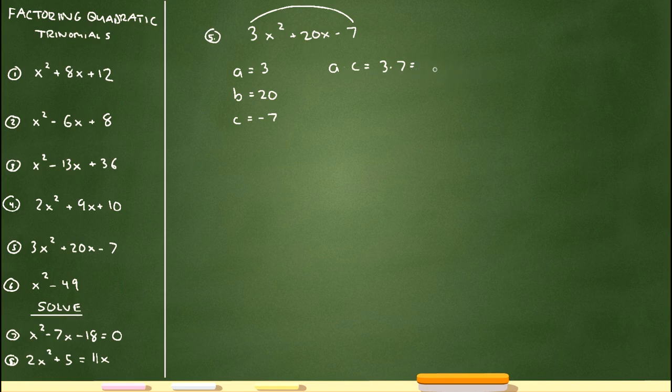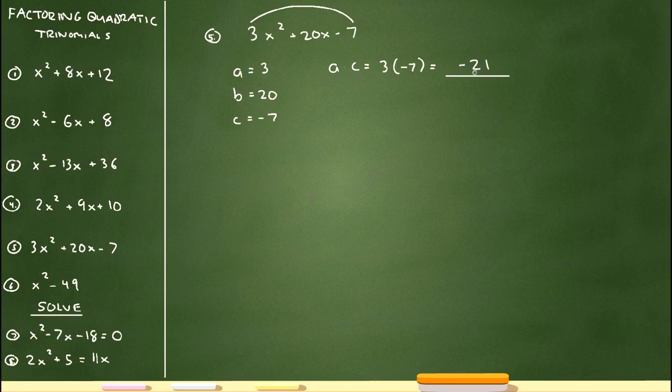Oh, you know what? Mistake. All right. 3 times negative 7, right? So 3 times negative 7, which is negative 21. All right, not positive. So yeah, the sign is really important here. A is positive 3, C is negative 7. So when we do the 3 times negative 7, we get negative 21 for the diagonal product.